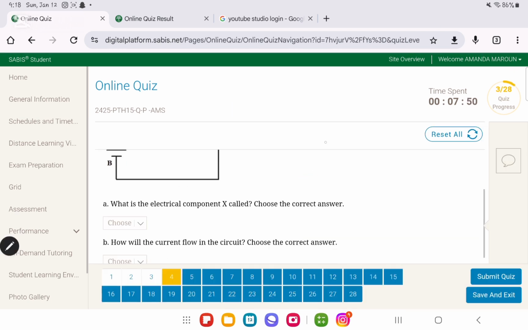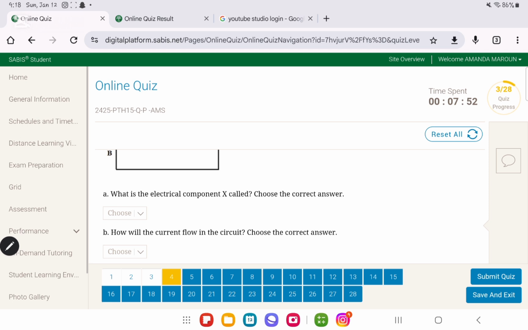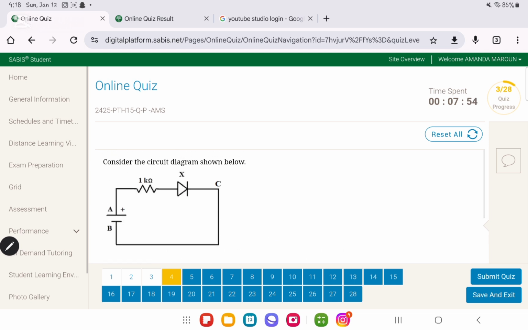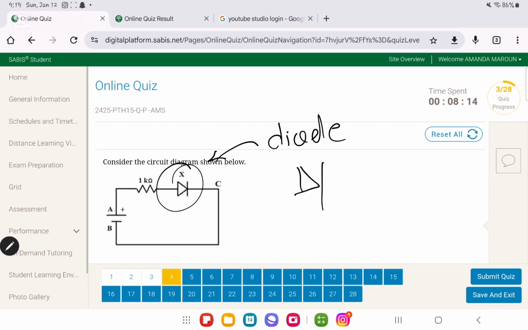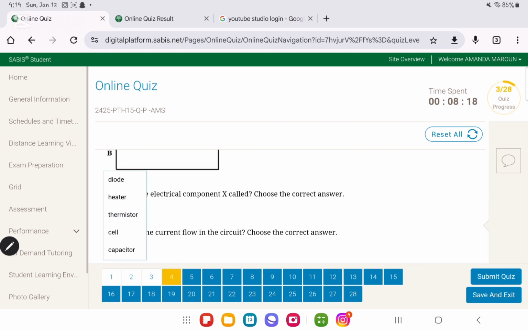Moving on to question number 4. Now, what is the electrical component X called? Electrical component X, this is usually referred to as a diode. So you see, I cannot draw it, a triangle on the line. This means it is a diode. So component X is called a diode.